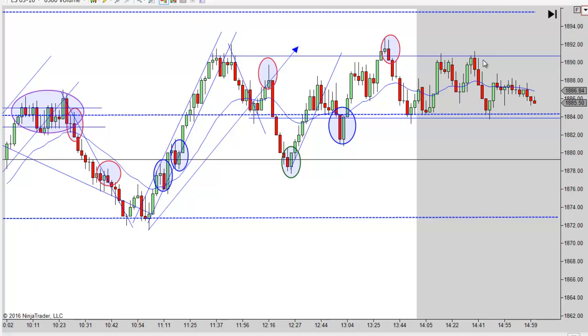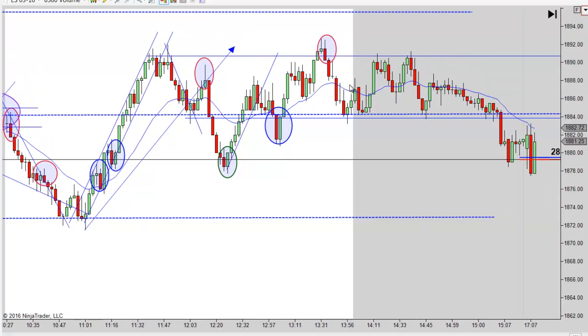Look, if you'd entered off the extreme once. This is late in the day, so I didn't mark it. But it's obvious by here, this is a trading range. There's one, two, maybe 3, 4, 5 trades right there just in the last hour or so that are simple.